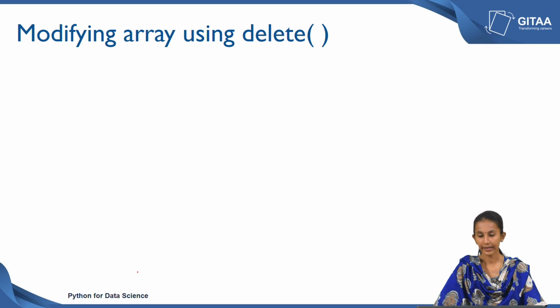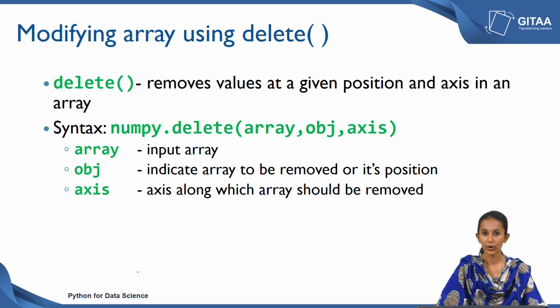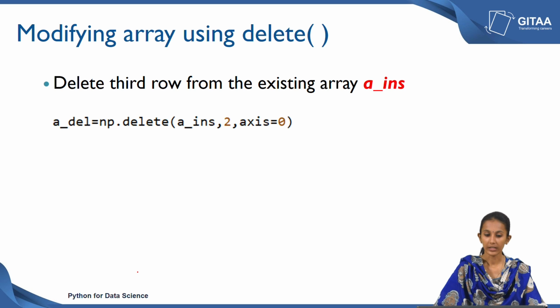You can also delete an array using the delete function. It removes the values at a given position and the axis in the array. The syntax is numpy.delete. So, the array name, the input array, and then the index position and then the axis. Let us say we want to delete the third row from the existing array A underscore ins. The command is np.delete A underscore ins. To delete the third row, the corresponding index will be index number 2 and then axis is equal to 0. It corresponds to the row wise.